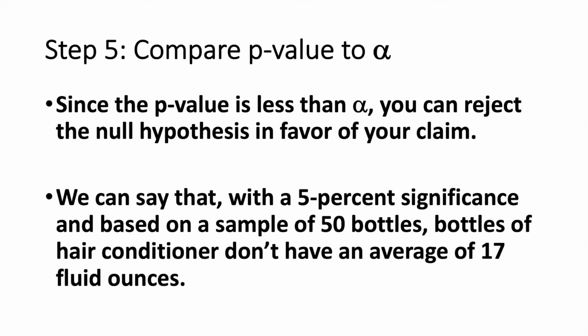So since the p-value is less than the significance level, or alpha, that we set, we can reject the null hypothesis in favor of our claim. So we can say that with a 5% significance, and based on a sample of 50 bottles, bottles of hair conditioner don't have an average of 17 fluid ounces of product.